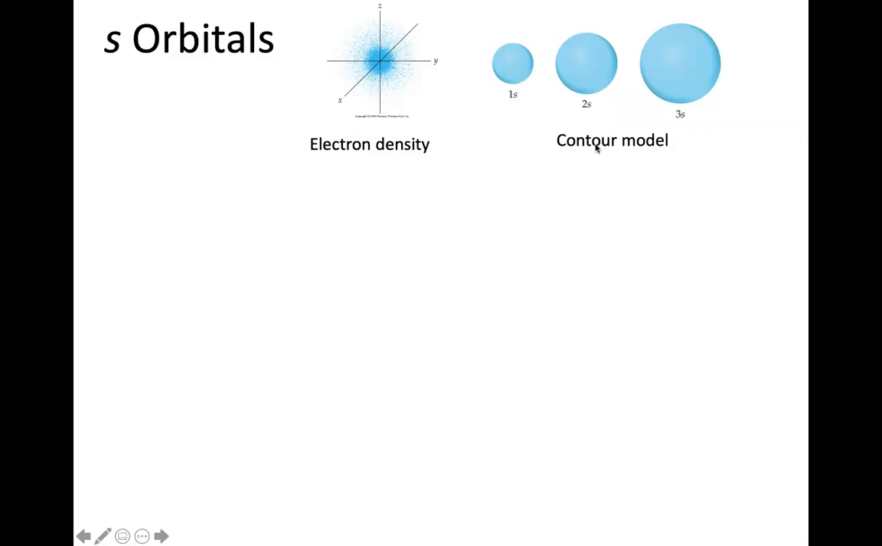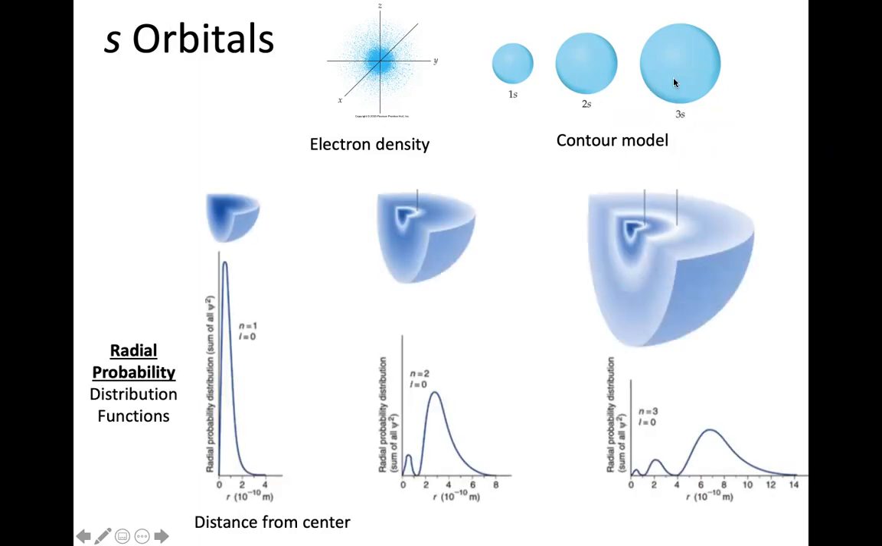That's what a contour model is showing. And we're seeing that the spheres get bigger as I go from n equals 1 to n equals 2 to n equals 3. So s orbitals are spherical. Now, look, they're sort of like a baseball, let's say. They're a sphere of some kind. This was our electron density depiction and our contour model.